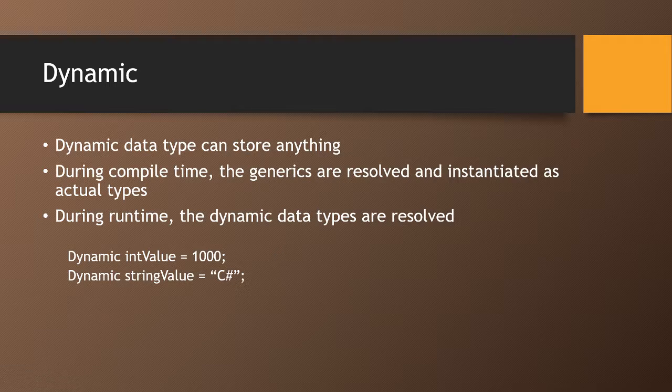This gives us a great way to be dynamic. There's another way, the dynamic data type. The dynamic data type can store anything. During compile time, the generics are resolved and instantiated as actual types, but the dynamic data type is not resolved until runtime. So here we see we can set an int value equal to something. We can name these variables whatever we like, and it will determine the data type at runtime.